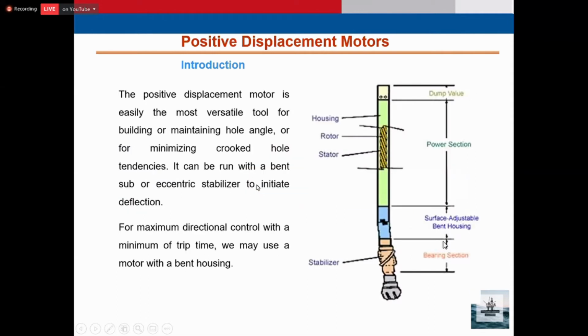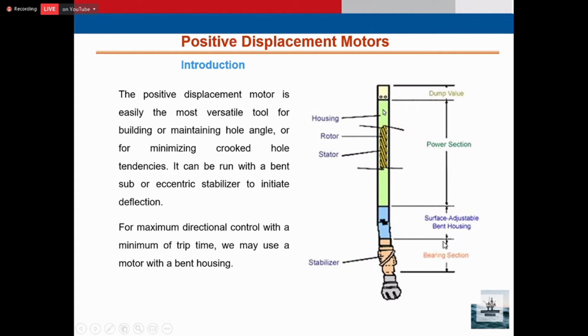bits. The positive displacement motor is composed of 4 sections. The first section is the dump valve. The function of the dump valve is to keep the drilling fluid out of the downhole motor when there is no circulation, to prevent the failure of the mud motor.